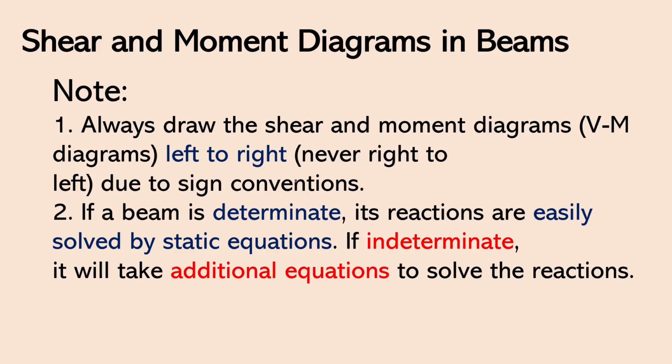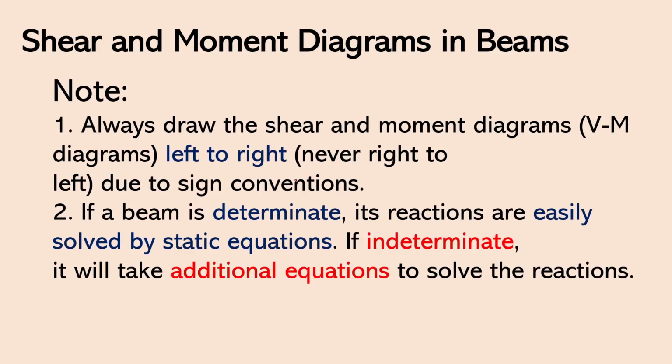And then, if a beam is determinate, its reactions are easily solved by static equations. Summation of forces vertical, summation of forces horizontal, and summation of moments about a point. However, if the beam is indeterminate, it will take additional equations to solve the reactions. Now, these additional equations, we will be discussing in the future, because there are different methods. We have double integration, area moment, and many more. And then, they are used to solve the extra reactions that cannot be solved through static equations.